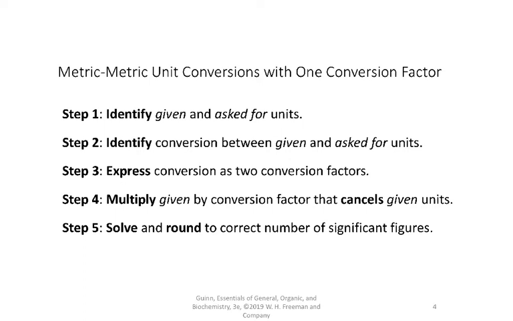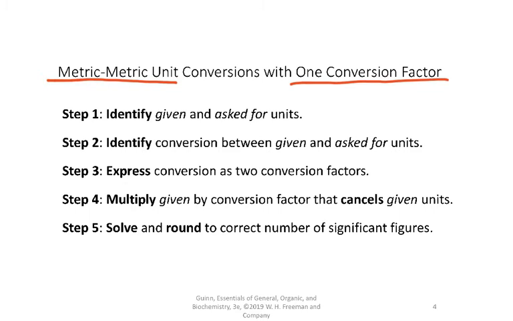Okay, so let's say you're doing a metric conversion, and it's just a one step, one conversion factor. So the actual solution method would require 5 steps. And you'll get so good at these that you'll just do them without thinking of them as individual steps. But again, we're building up and developing this method. So let's do it right and say step 1, identify the given and asked for units. Right? What do you have? What do you want? Step 2, identify conversions between the given and the asked for units.